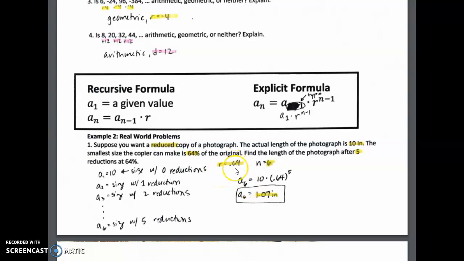Our common ratio would be 0.64, or 64% of the original, meaning we're getting smaller and smaller each time. So as I plug these numbers into the explicit formula right here, I'm trying to find a sub 6. I'm going to multiply that times a sub 1, which is 10, times my r value, which was 0.64, to the n minus 1 power, or I'm basically reducing it 5 times, which gives me, when I plug that into my calculator, 1.07 inches when I round it.